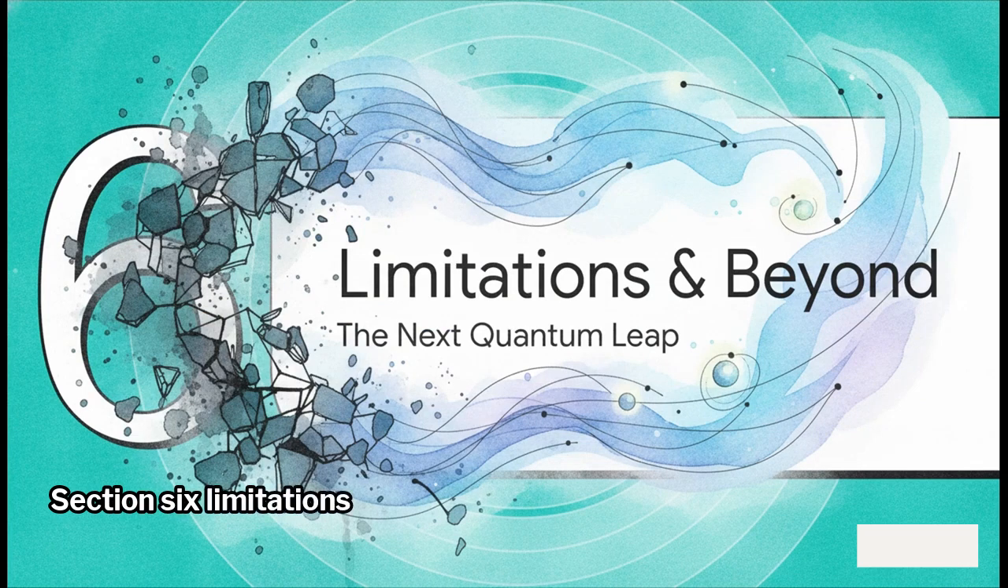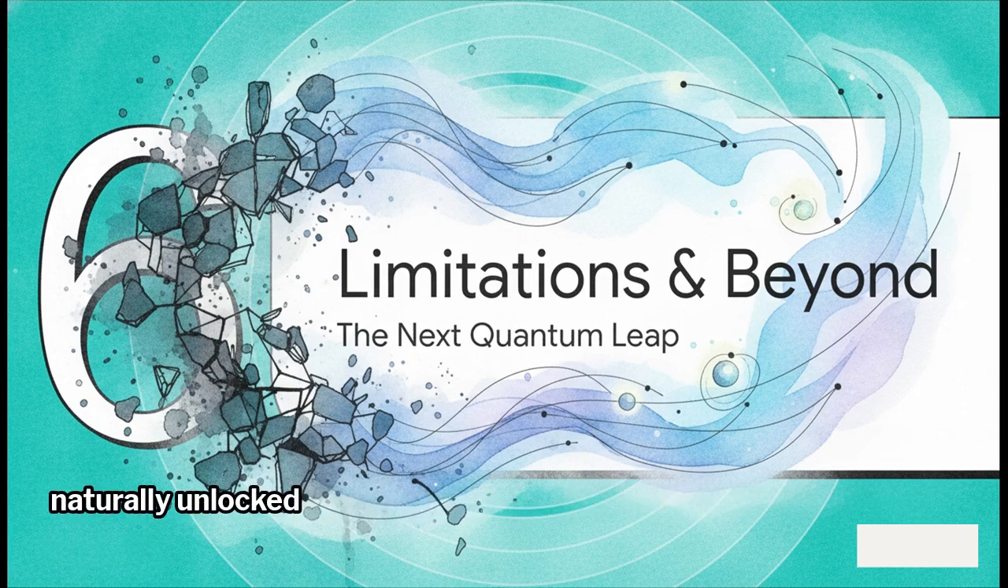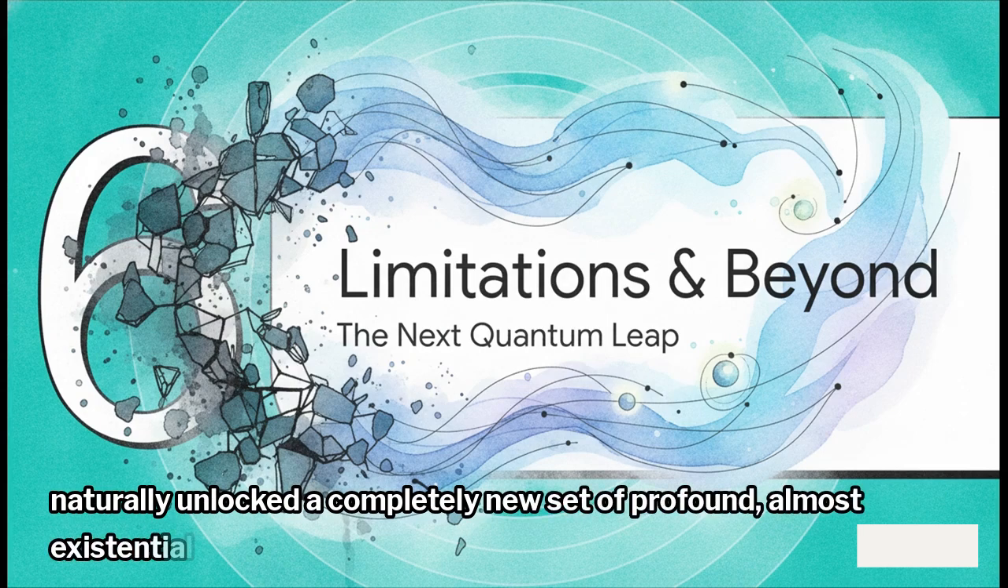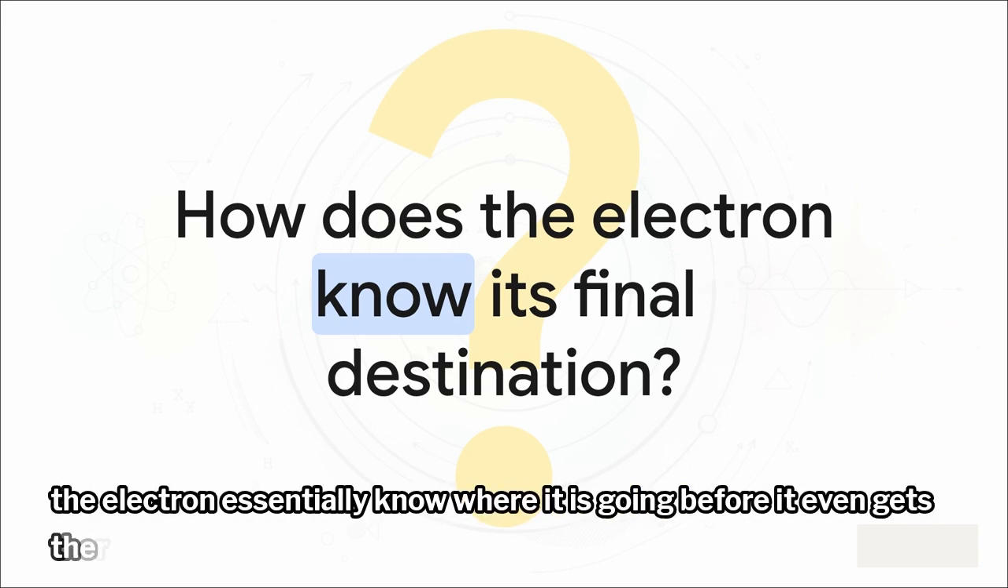Section 6. Limitations and the quantum leap. The next quantum leap. Yet, as is pretty much always the case in physics, solving one giant mystery naturally unlocked a completely new set of profound, almost existential questions. When Ernest Rutherford actually read Bohr's paper, he wrote back with a brilliant critique, raising a huge alarm about cause and effect. Think about it. During a quantum jump, an electron emits a photon of exactly the right wavelength corresponding to its final destination. But Rutherford asked, how on earth does the electron essentially know where it is going before it even gets there?